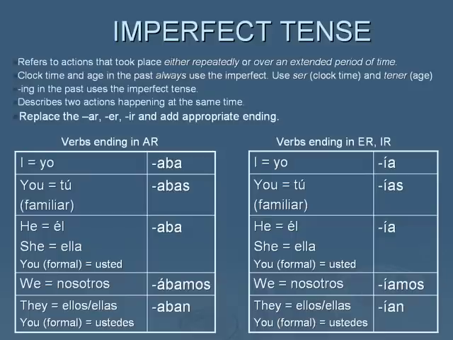The imperfect is also a past tense, except it refers to actions that take place either repeatedly or over an extended period of time. For clocks, you use ser, and for age, you use tener. It's also used to describe two actions happening at the same time. As you can see, the AR endings are completely different from the ER and IR. The good thing about the imperfect is there are only 3 irregular verbs: ser, ir, and ver.